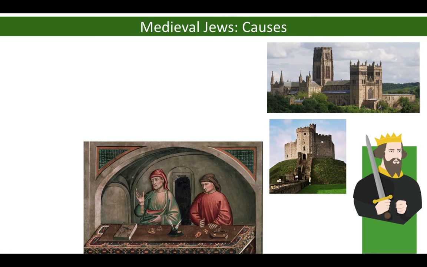The third migrant group is Jewish migrants. I've put medieval Jews because Jews appear in all four of the time periods: medieval, early modern, 18th and 19th century, and modern.